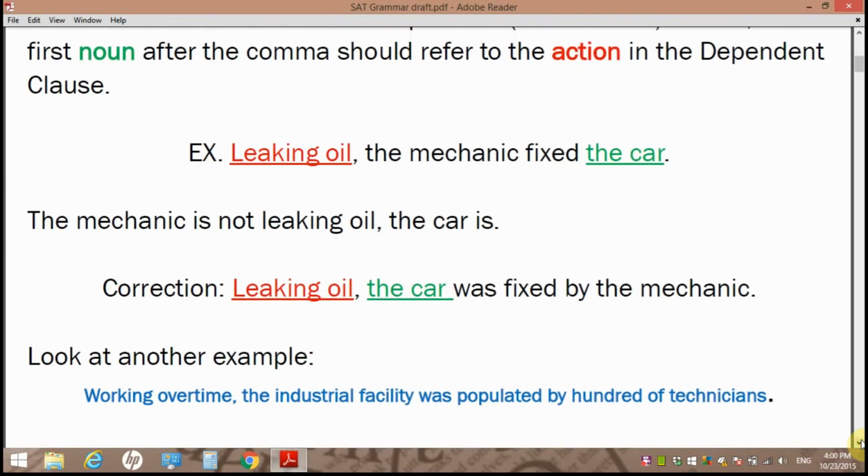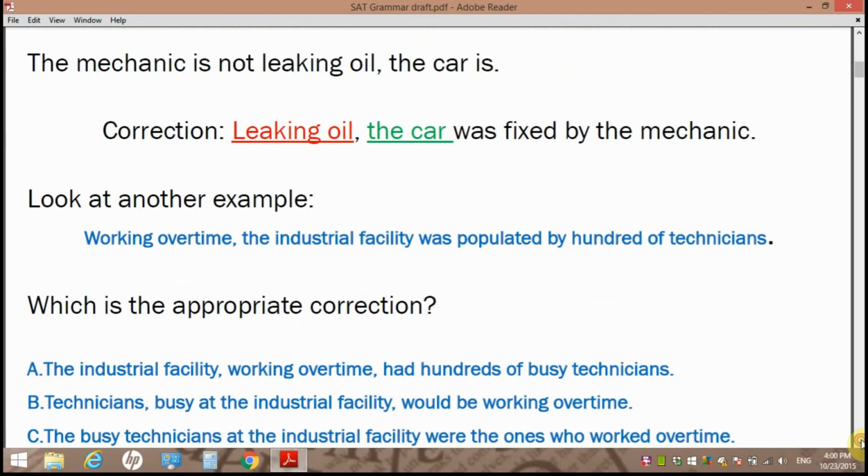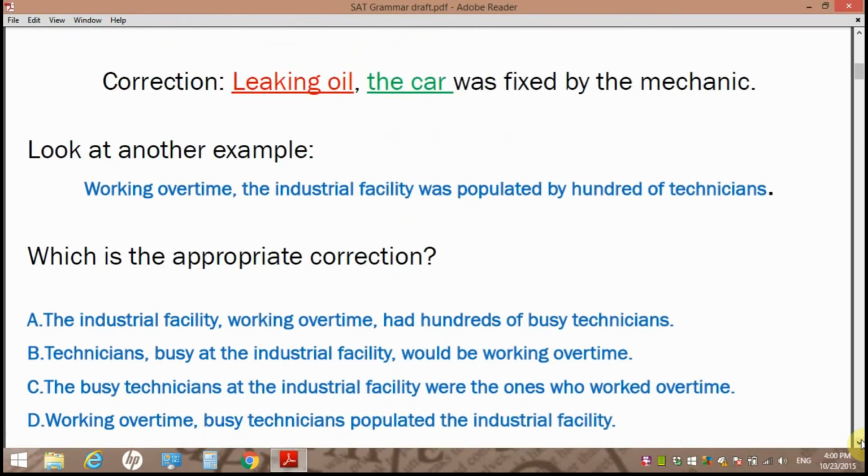Let's take a look at another example. Working overtime, the industrial facility was populated by hundreds of technicians. Which of the following answer choices is the appropriate correction? Go ahead and pause the video to make your choice.